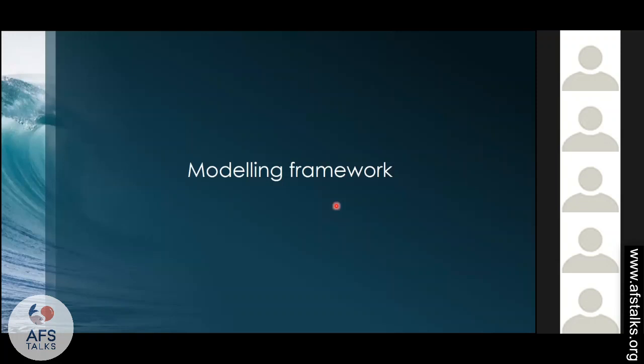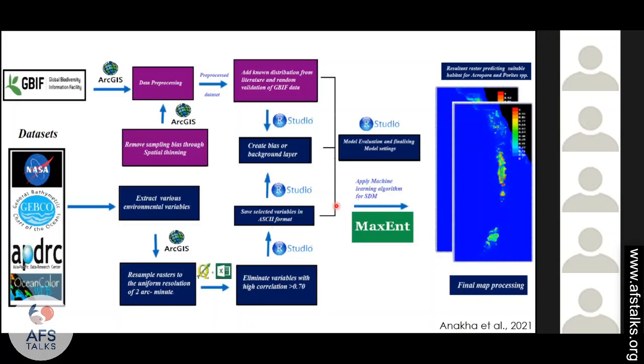While moving to the modeling framework, I'm showing this paper as an example. Don't worry about this complex diagram, because what we have to do in a model or algorithm is collect the data, the occurrence points. We collected the occurrence points from GBIF, an open source website that gives you occurrence points of almost all species. The environmental datasets were downloaded from NASA, JPL, APDRC and Ocean Color Web. They are all open source.